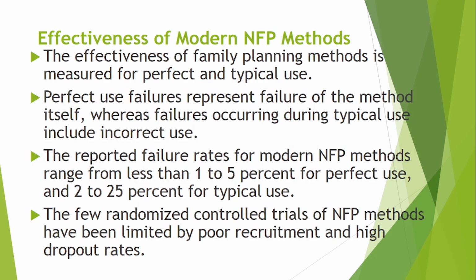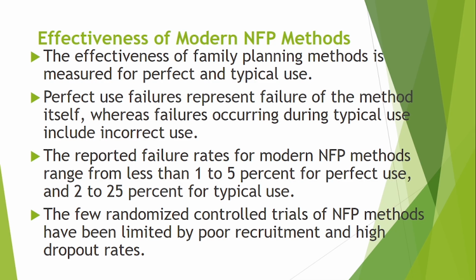So we want to discuss the effectiveness of modern natural family planning methods. The effectiveness is measured for both perfect and typical use. Perfect use failures represent failure of the method itself, a failure that is inherent in the method itself when it's used as prescribed or as expected. Whereas failures occurring during typical use include incorrect or inconsistent use of the method.